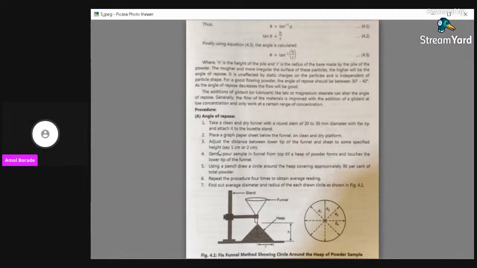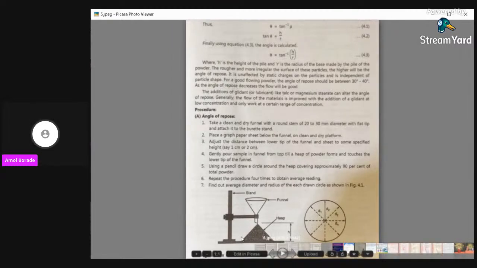One by one we will take the steps. Take a clean and dry, very important, dry funnel with a round stem of 20 to 30 millimeter diameter with a flat tip and attach it to the burette stand. A similar kind of assembly has been shown over here.